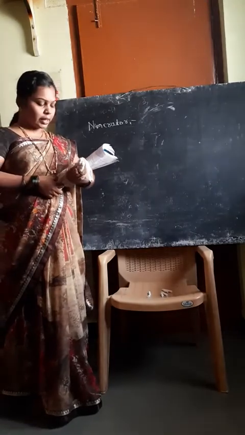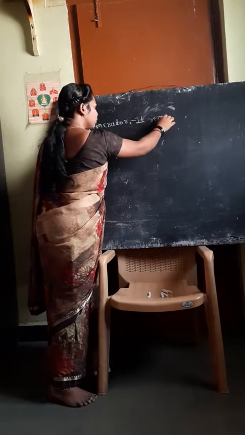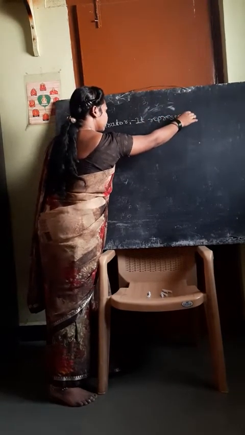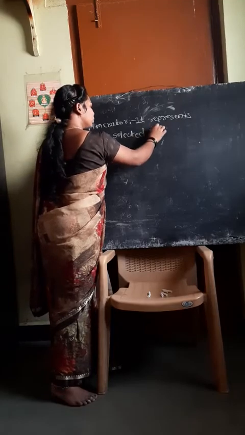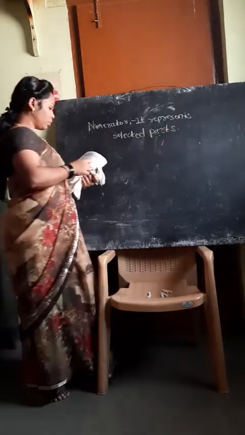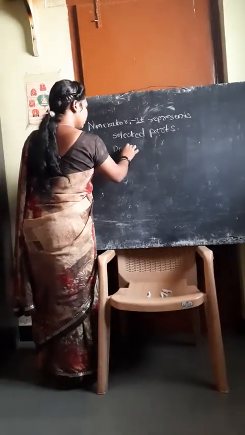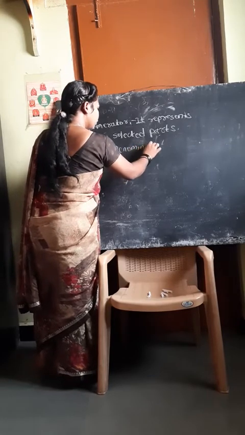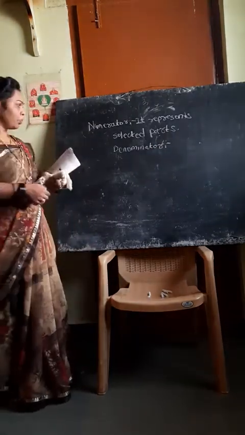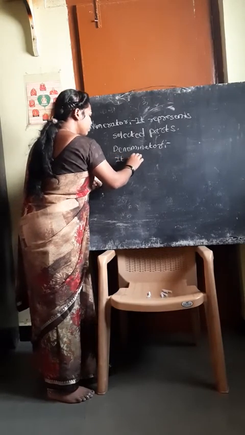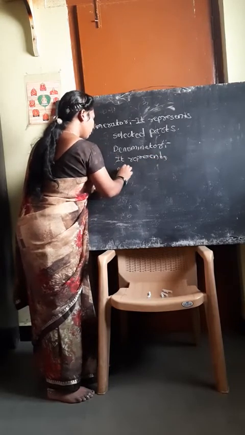It represents the selected parts. Next, the second part is the denominator. It represents equal parts of a whole.